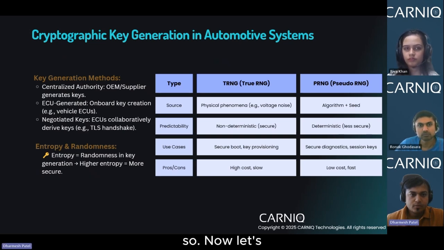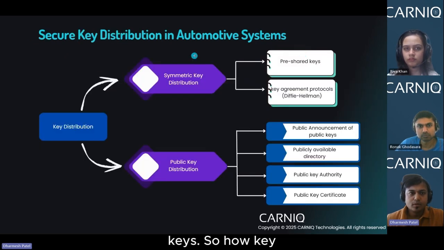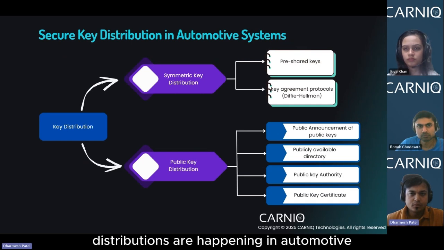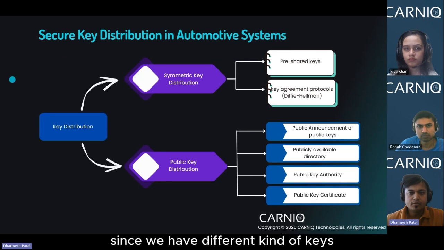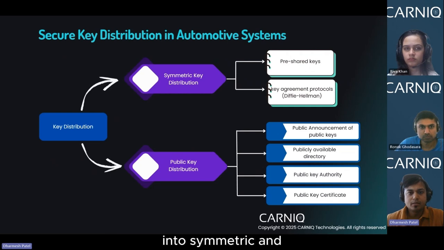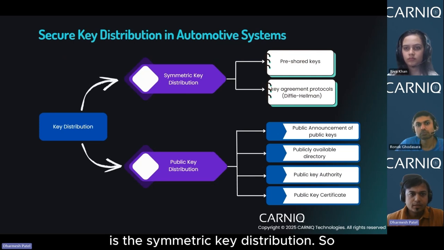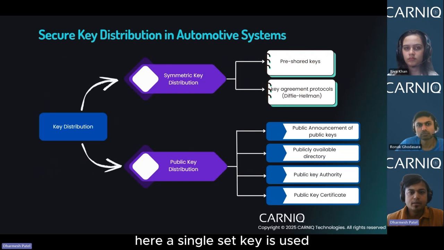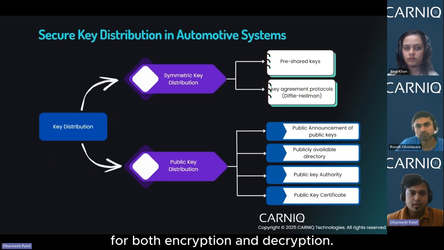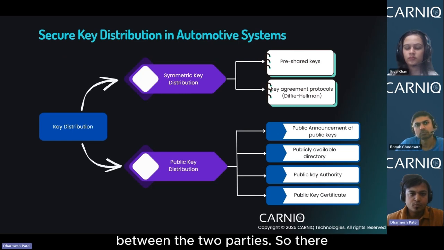So now let's see the distribution of the keys. How does key distribution happen in automotive, since we have different kinds of keys available? Key distribution methods can be broadly categorized into symmetric and asymmetric, which is also a public key distribution approach. The first one is symmetric key distribution. Here a single shared key is used for both encryption and decryption. While it's efficient, it poses some challenges in securely sharing these keys between the two parties.